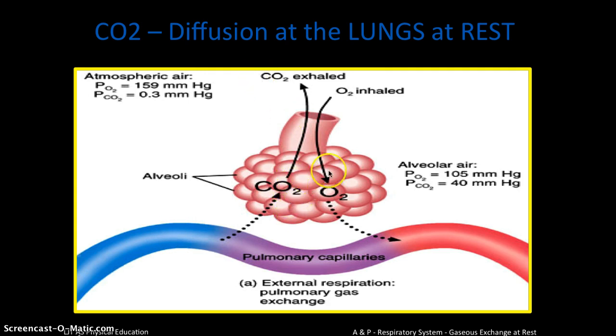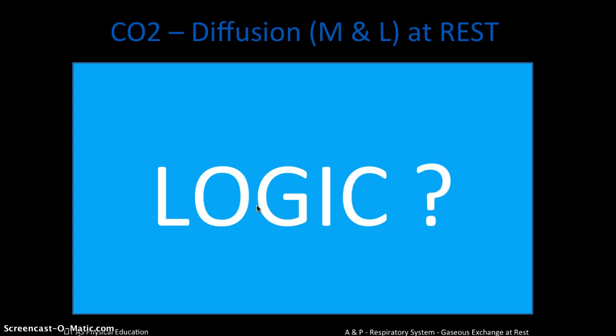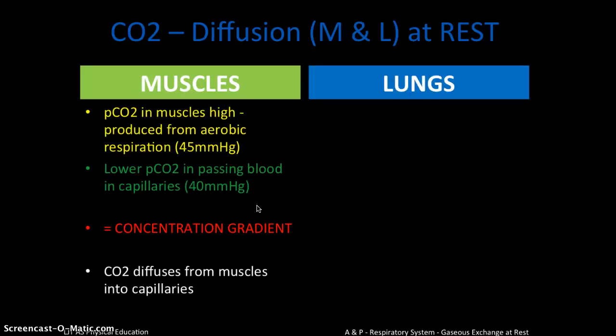where we exhale it, where we get rid of it. And as you can see here, if we end up with a partial pressure of 40 or 45 inside the alveoli, we've still got in the atmosphere only a 0.3 millimeter of mercury partial pressure. So we've got a high and a low, and again, air will travel out, which is obviously what we want. So that's the logic. We want CO2 to move from our muscles into our blood. We then get it carried around in our blood, taken to our lungs, and logically we want it to move from our blood into our alveoli, where we can exhale it. And that is exactly what happens.